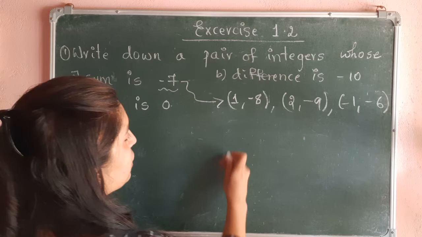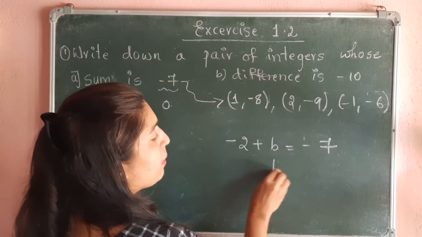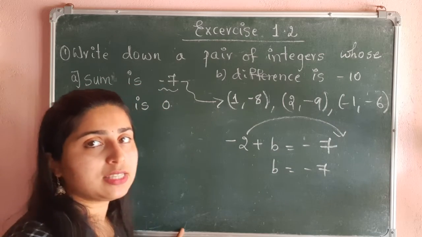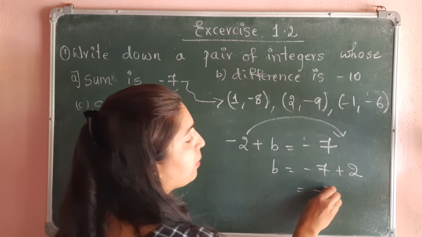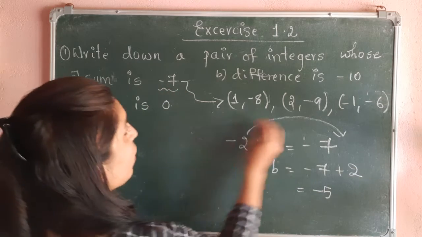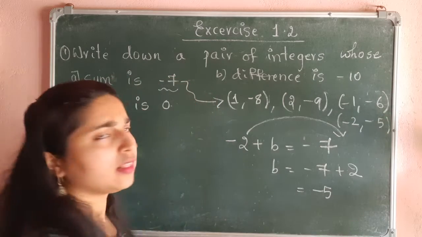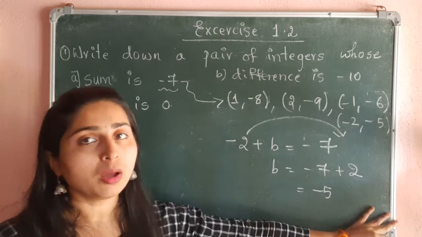Next is minus 2. Minus 2 plus b gives you minus 7. b is equal to minus 7, if I take this to the RHS, minus becomes plus and this is minus 5. So another pair is minus 2, minus 5. So like this you can find a number of pairs whose sum will give you minus 7.